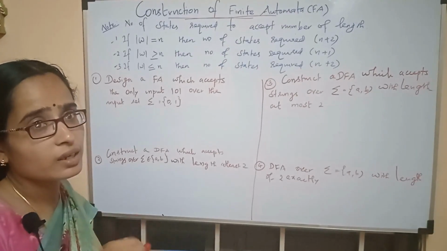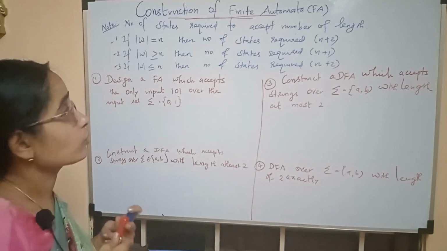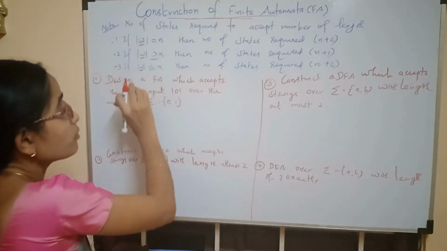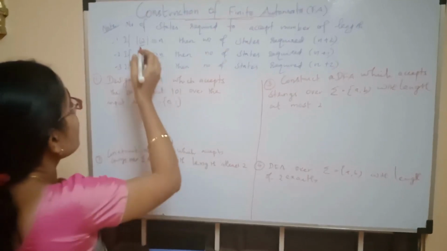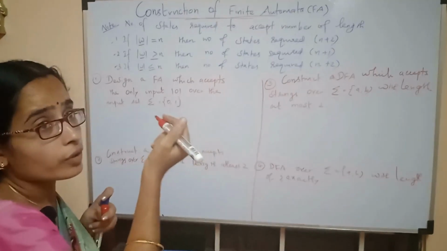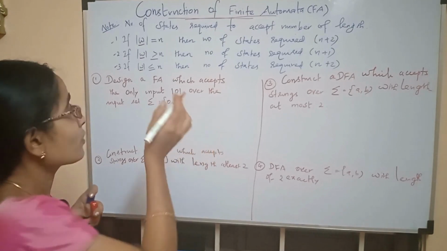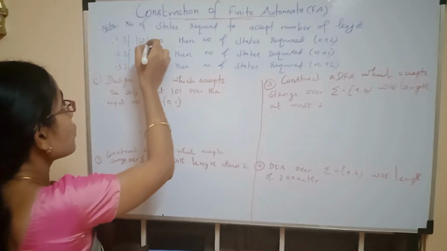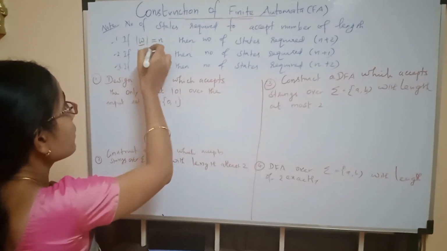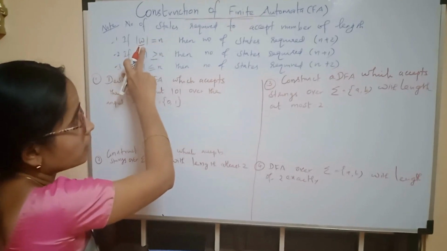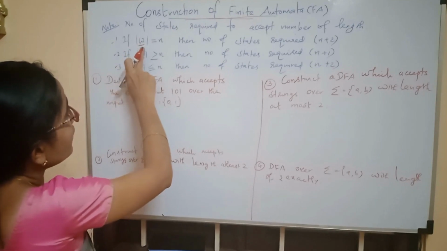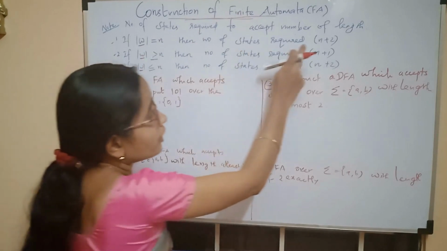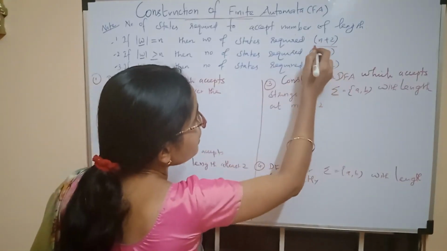W is a string, the input which you are going to give to the machine, the finite automata. So when I write w inside the square brackets, it means the length of that string. Whenever you find the length of the string is equal to n, then the number of states required is n plus 2. You have to remember these formulas.